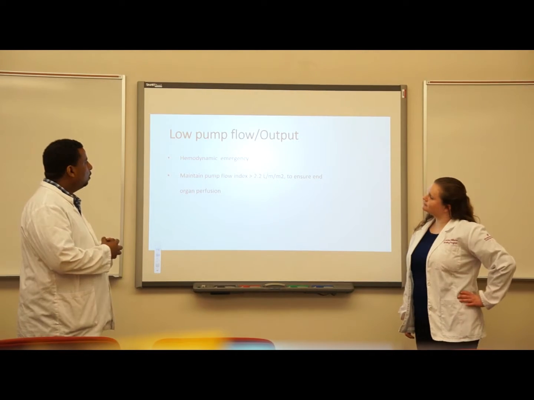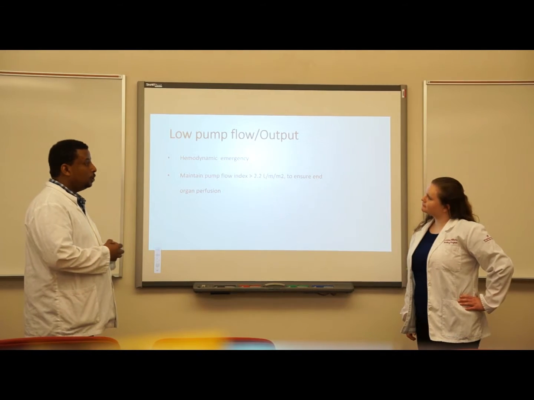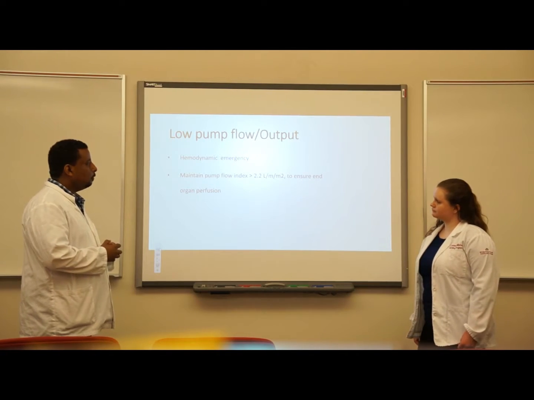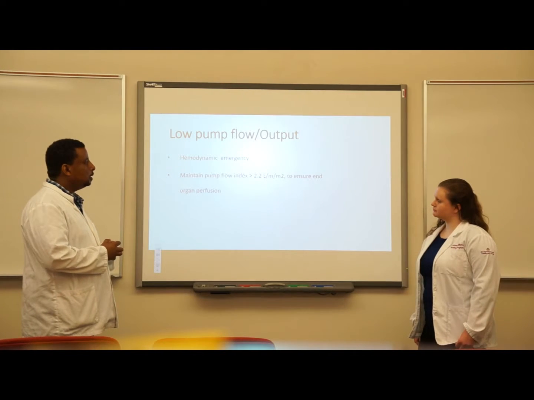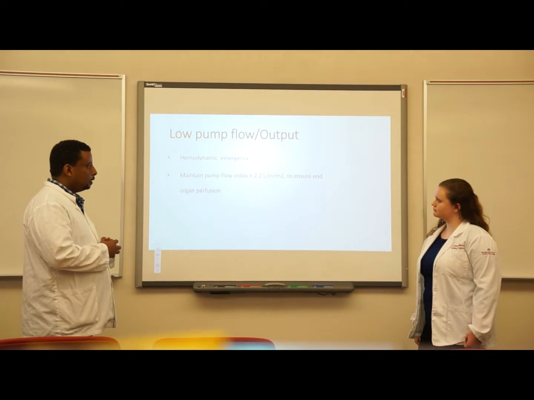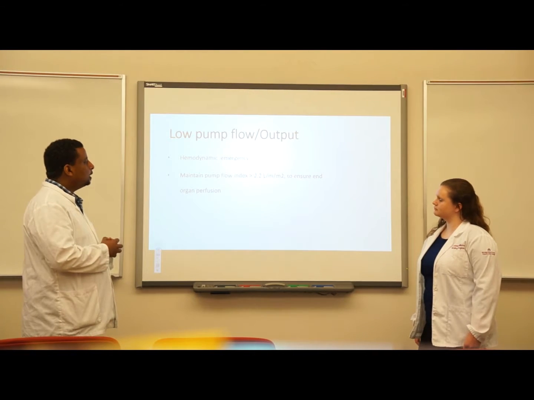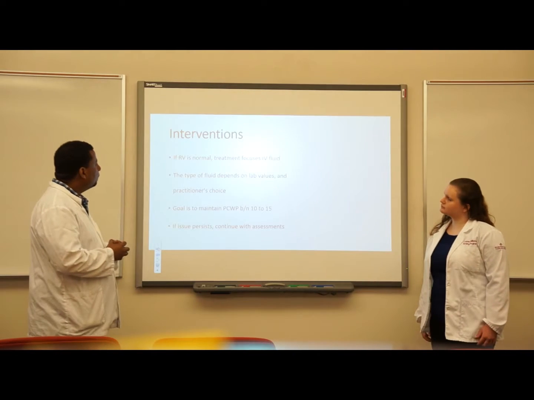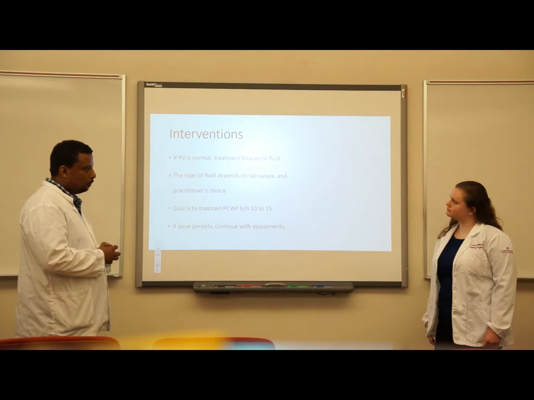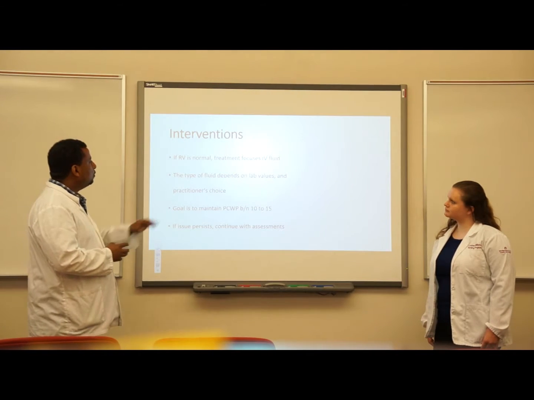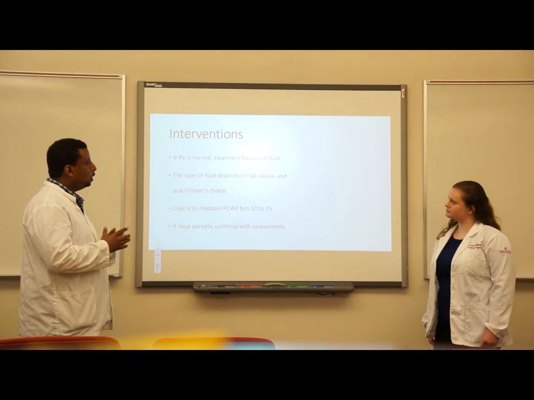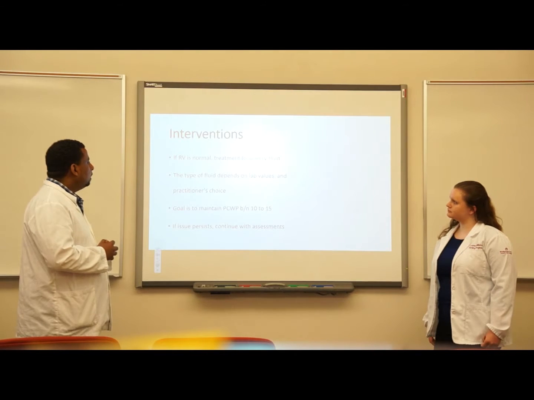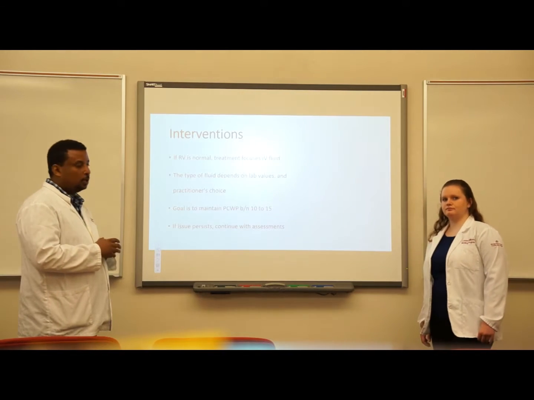So a low pump flow or output is a hemodynamic emergency. Our goal is to maintain the flow index over 2.2 liters per minute per square meter of your body surface area to ensure end organ perfusion. Our intervention for low flow output, assuming our right ventricle is functioning normally, is to treat with IV fluids. The type of IV fluid depends on lab values.